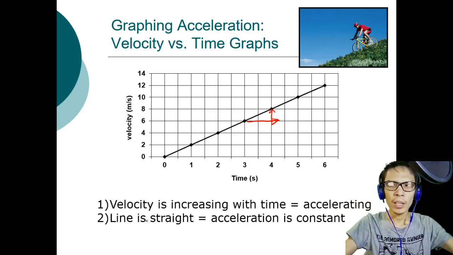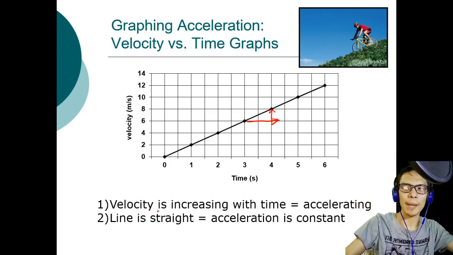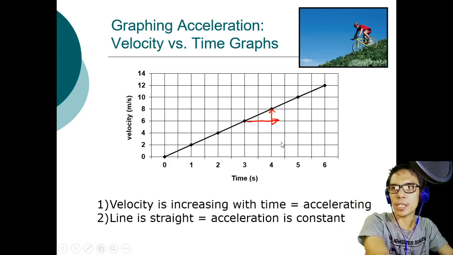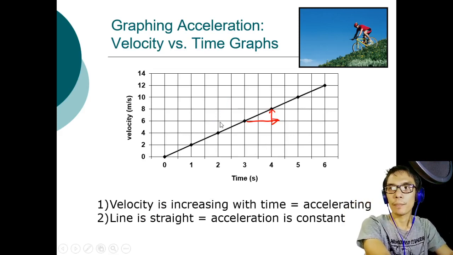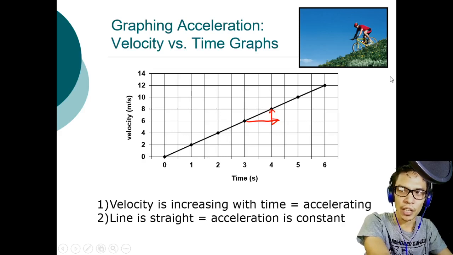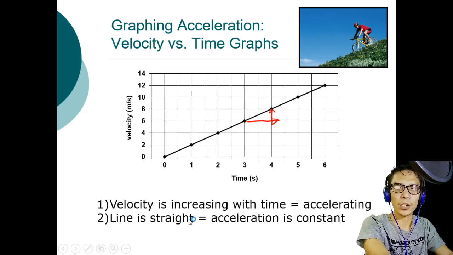All right, so the velocity is increasing with time. If the graph looks like this, then the velocity is increasing over time. If the line is straight, therefore the acceleration is constant. There is a constant acceleration.